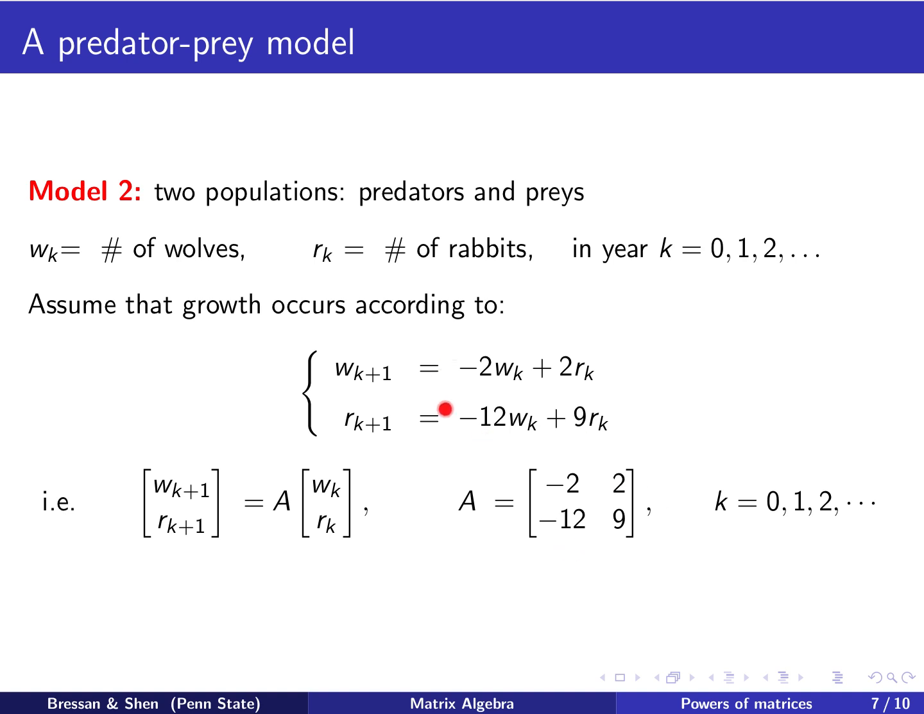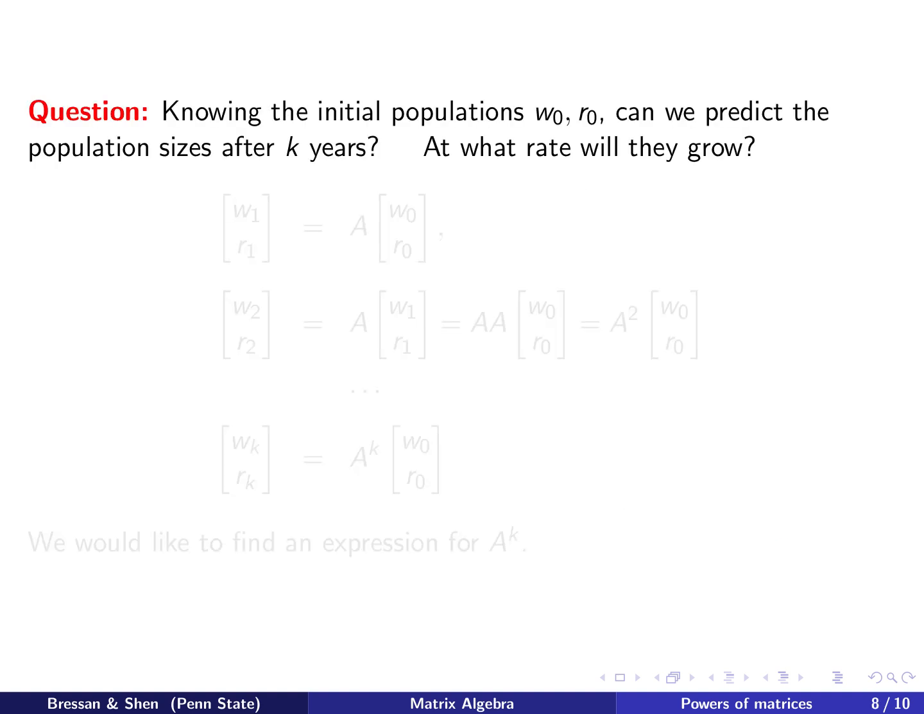Okay, and then this relationship can be written as A times that vector, and that holds for k from 0, 1, 2. So we want to understand how the population grows. The question will be, knowing an initial population W0, R0, can we predict the population sizes after k years?